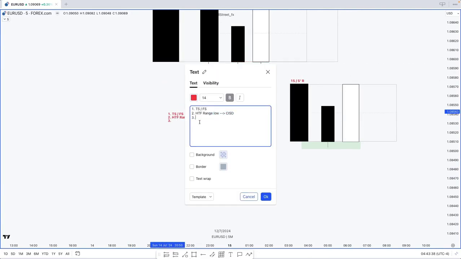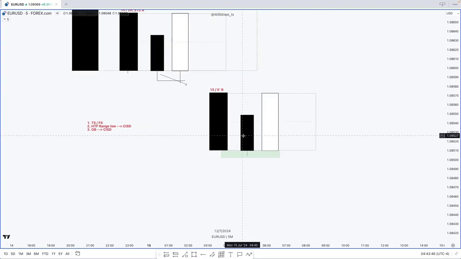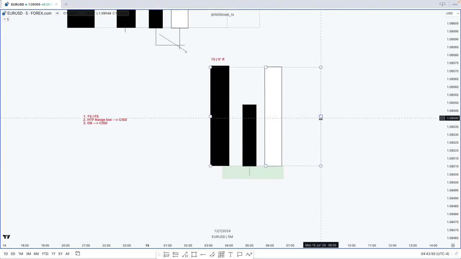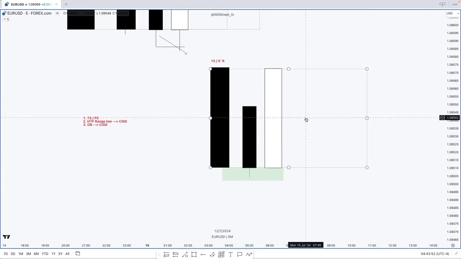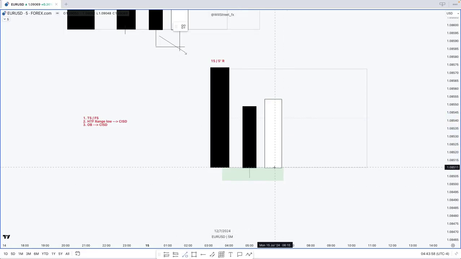The third one, another block that acts exactly the same, change in state of delivery. So in low time frame, we won't always see this. We'll see, for instance, and it won't be as clean as this every single time. Maybe it's something like this.